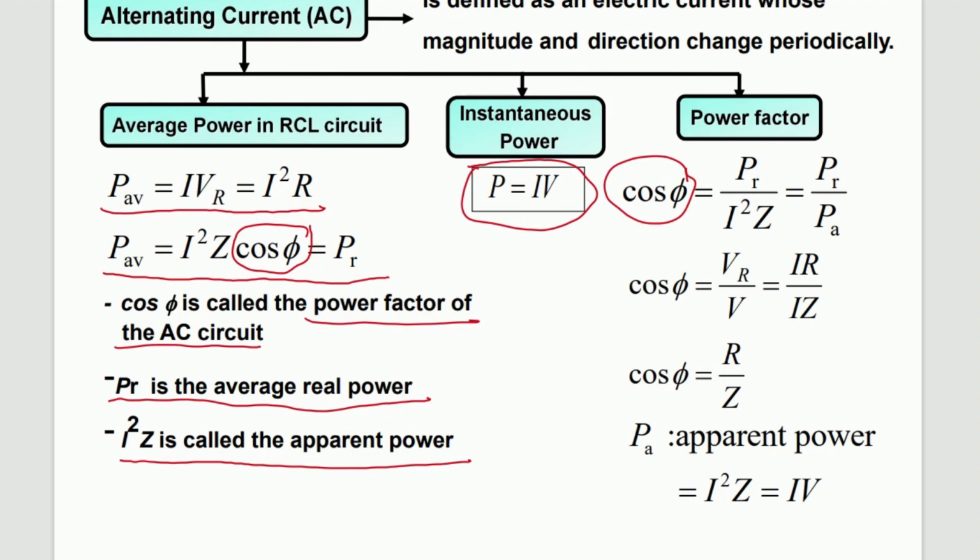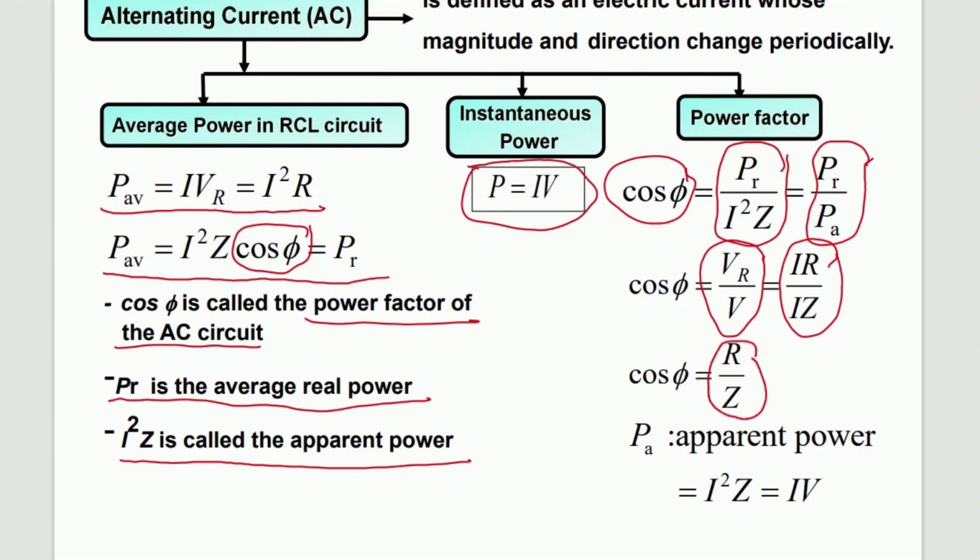The first equation is PR equals I squared Z, or you can use PR equals PA. Or you can use cos theta equals VR over V, or equals IR over IZ, or cos phi equals R over Z. PA is the apparent power, so I squared Z equals IV. These are a few formulas involving average power, instantaneous power, and also power factor in an RCL circuit.